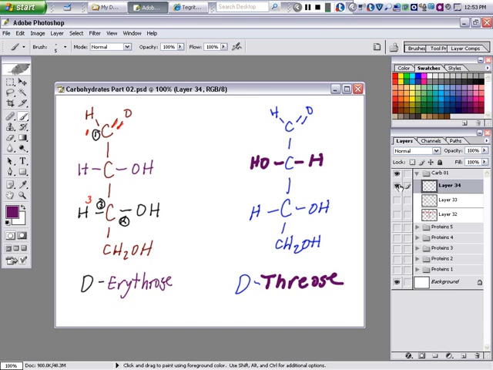Are D-erythrose and D-threose the common names of the carbohydrates? Yes, those are both common names. There is the common name and the scientific name for both of these. D-erythrose and D-threose are the common names and they're also the scientific names for these compounds. Her question was, are these names common or scientific? They're both.